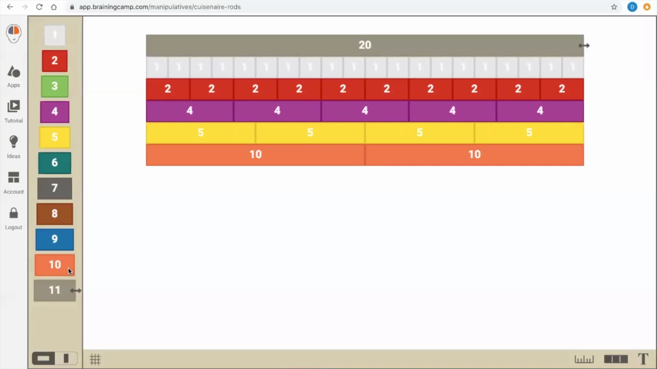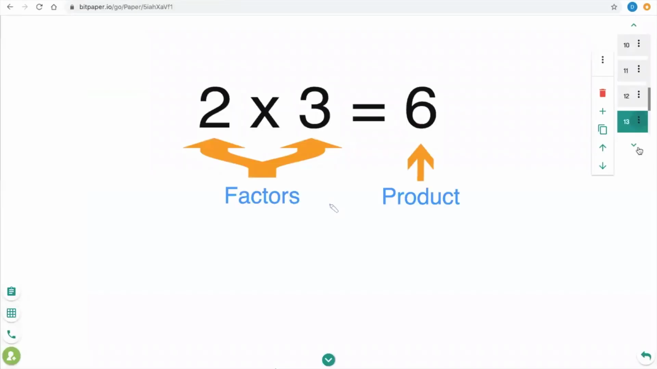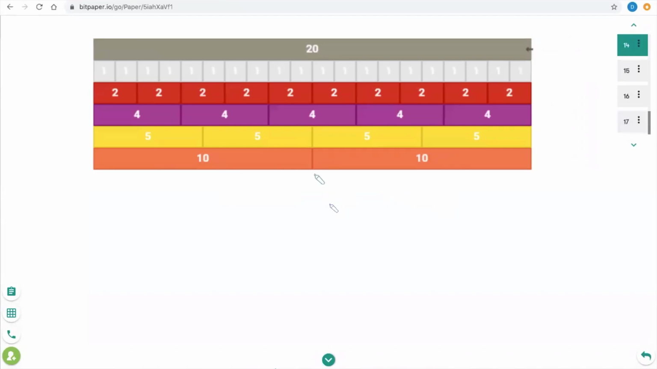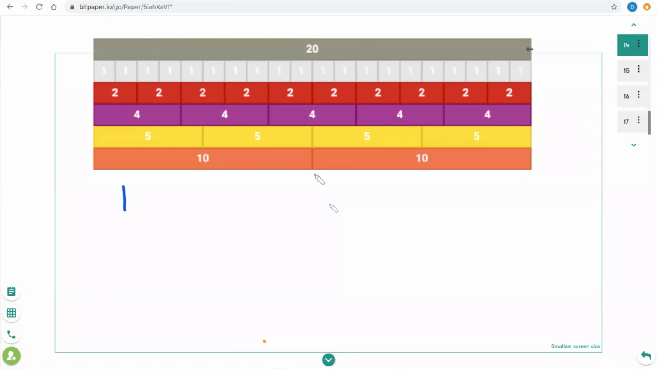So let's jump back over to our paper here and see if we can write down all of these factors. So we got our factors here, and the way that we're going to write these down is to just start at the top. So we have 1 and 20. So we have 2, 4, 5, and 10 in there as well.